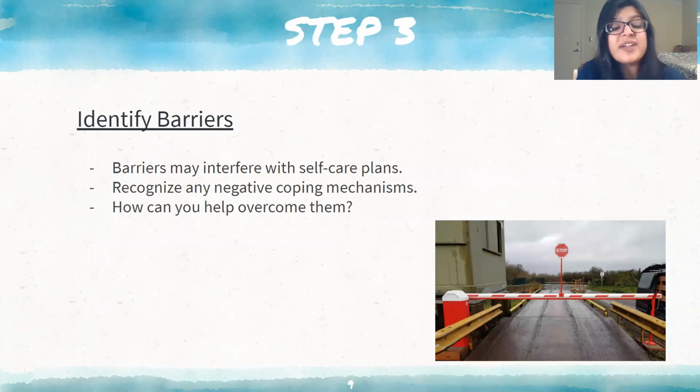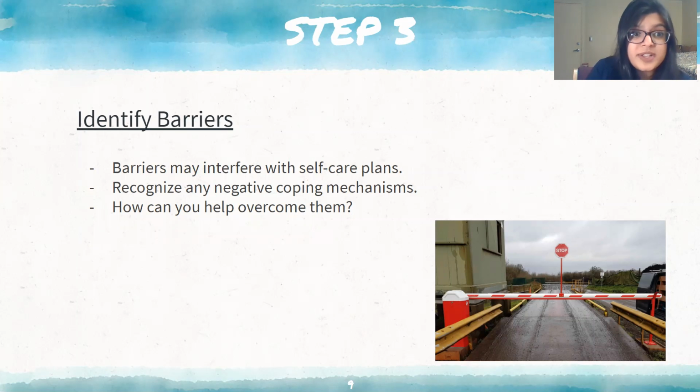Step 3 is identifying barriers with some of these strategies. So barriers may, of course, interfere with your self-care plans. For example, when I think of physical wellness and going on a walk, I think of the fact that it is super cold outside and I can't achieve that. So I need to find a solution to this problem. For me, that solution could be going to the gym and walking in the indoor gym, or just doing another workout routine in my room indoors.